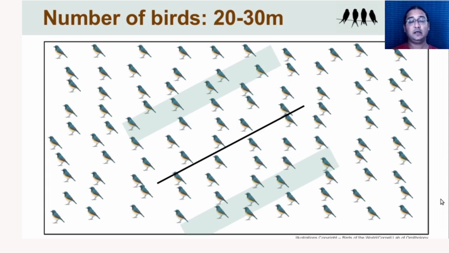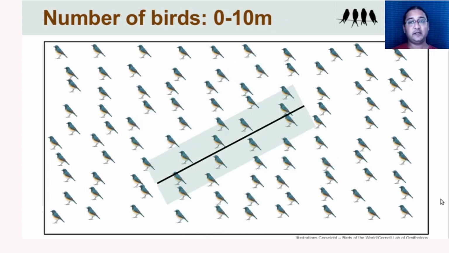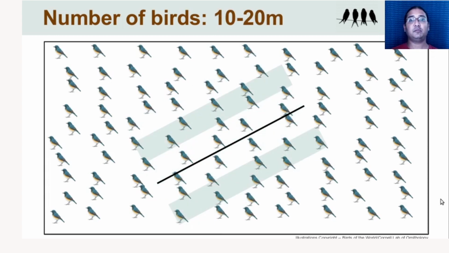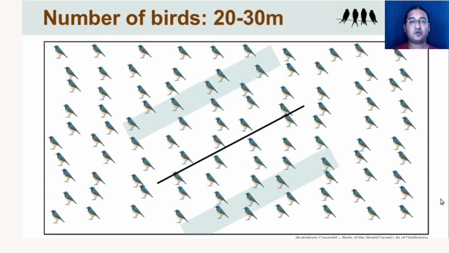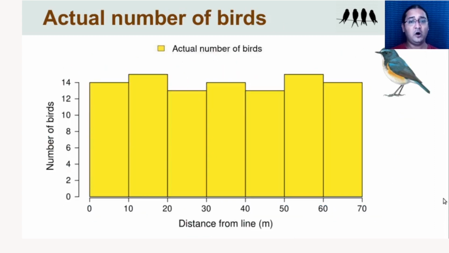Now, because these birds are uniformly or randomly distributed in the habitat, the number of birds in the 0 to 10 meter band should be equal to the number of birds in the 10 to 20 meter band, which should be equal to the number of birds in the 20 to 30 meter band, because the areas of these rectangles are all the same. And because the areas of these rectangles are all the same, the number of birds in these rectangular areas should also be the same. So if you made a graph of distance from the line and the actual number of birds in the habitat, it should look something like this.